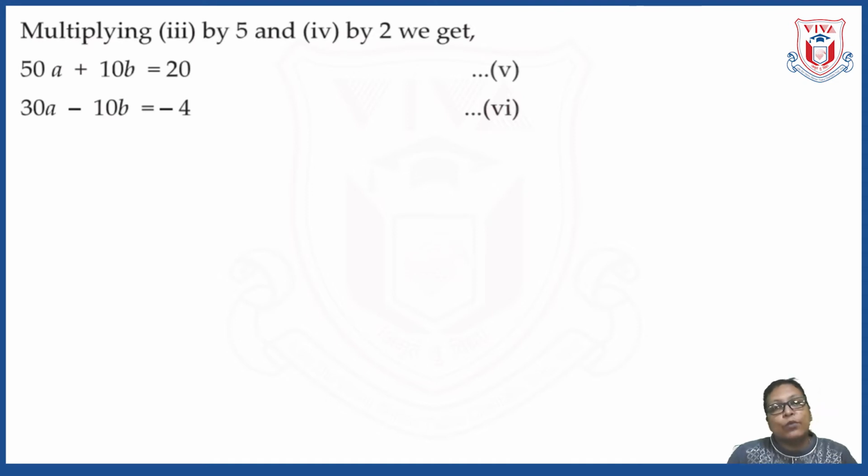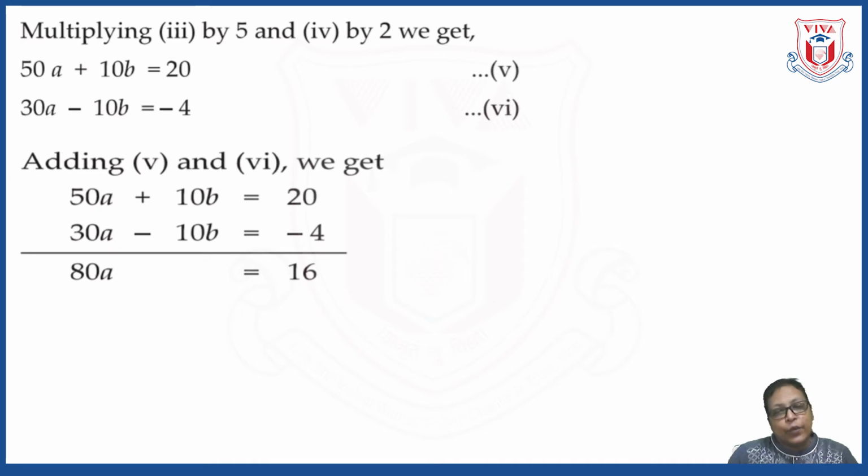Number this as equation 6. Now observe these equations carefully. Observe the coefficients of b especially. Plus 10 and minus 10. They are equal and they have opposite signs. So if we add these two equations, b will be eliminated. Okay, so we will add these two equations.